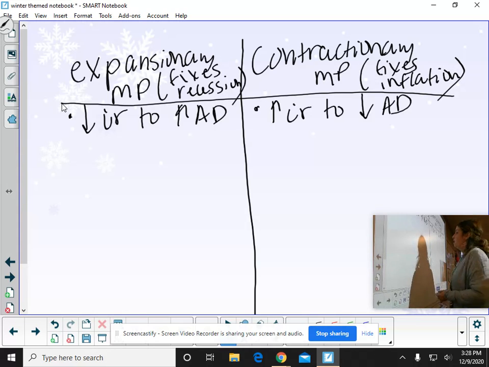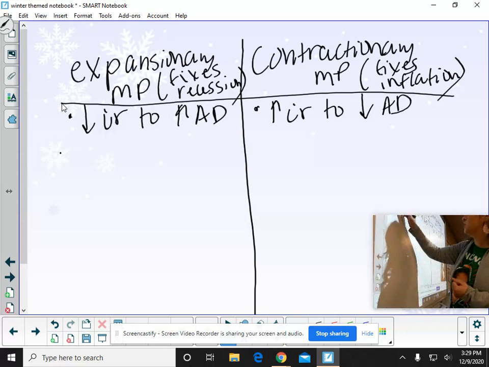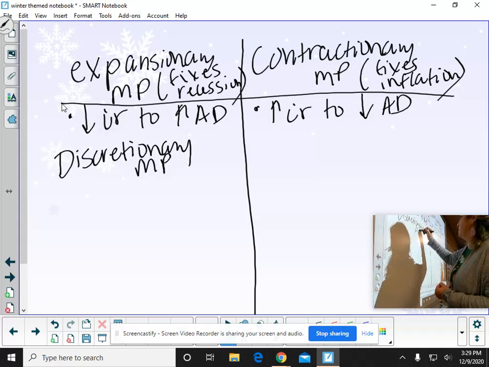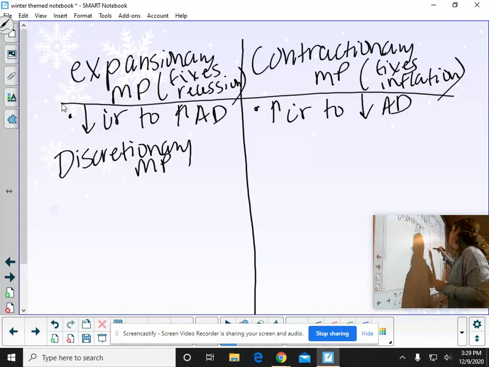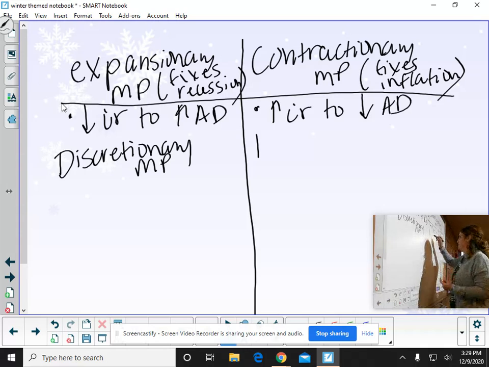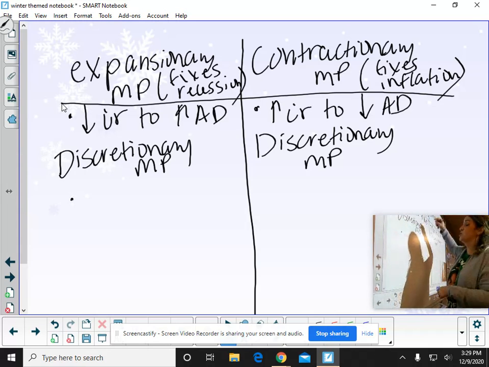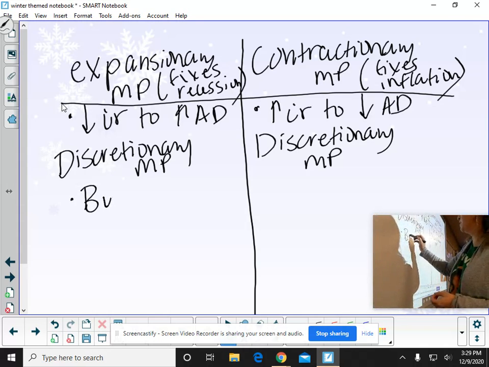Okay, so let's talk about when the Federal Reserve actually purposely does monetary policy. So let's talk about discretionary monetary policy. That's expansionary, and discretionary monetary policy, that's contractionary. Okay, that means they do it on purpose. That means they are purposely buying and selling bonds, purposely changing the discount rate, and purposely changing the required reserve ratio. And so if you're doing it on purpose to expand the economy, the three tools of discretionary expansionary monetary policy are the buying of bonds.